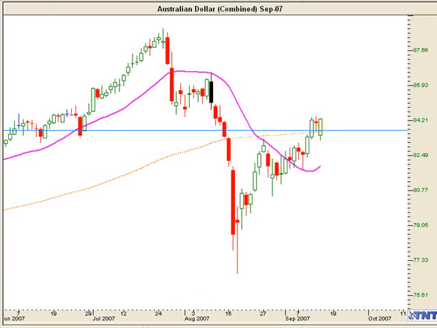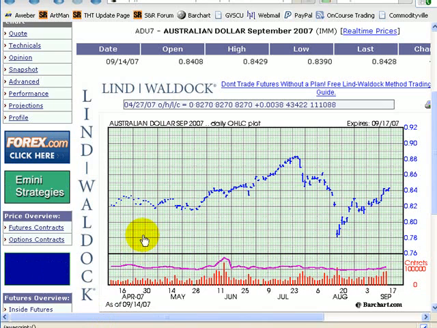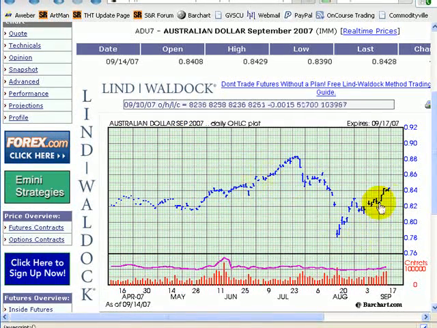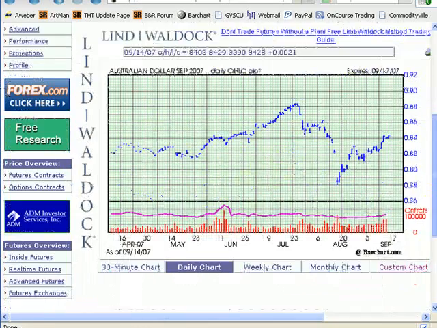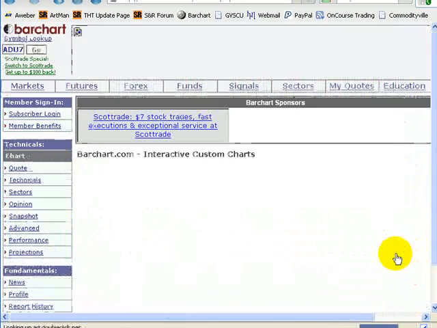But right now, the feature I use is from Barchart. Barchart.com is a free service, a free charting software. I would advise you to use some sort of pop-up blocker, as there can be a few pop-ups occurring on this site. So here we have the September Australian dollar, same chart in a slightly smaller version. But as you scroll down, you can see you have the option to make a custom chart, which is what we will do.